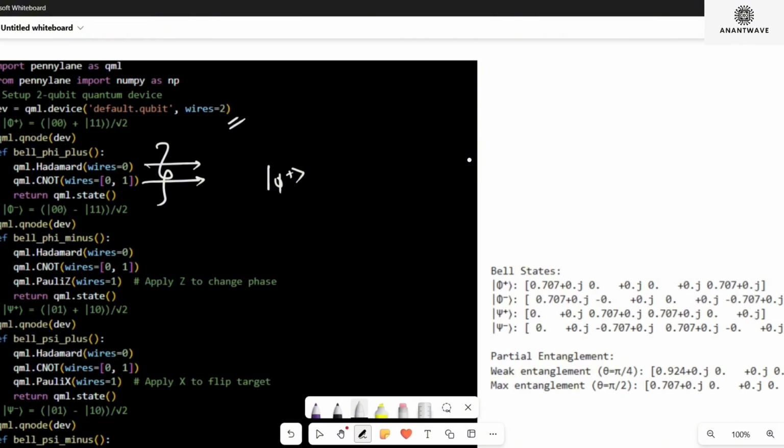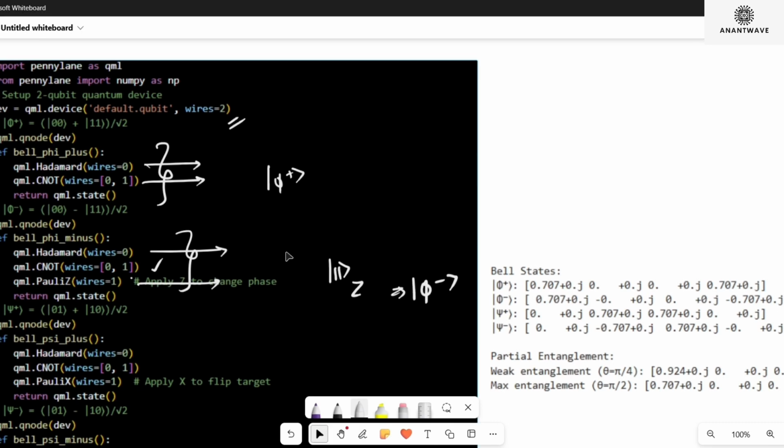Then we are trying to create phi minus. Firstly, we'll apply the Hadamard gate and then the CNOT gate on qubit 0 with qubit 1. Then again we have to apply the Z gate to qubit 1 to flip the phase of 11. We have got 11 right after applying Hadamard and CNOT gate. To flip the phase, we'll apply the Z gate, which will give us phi minus.